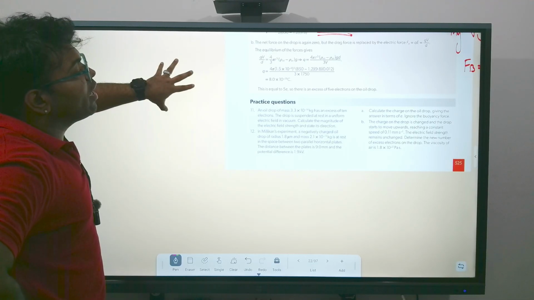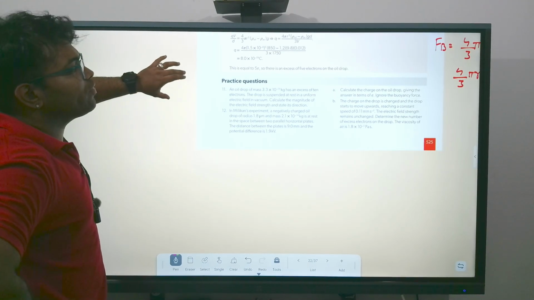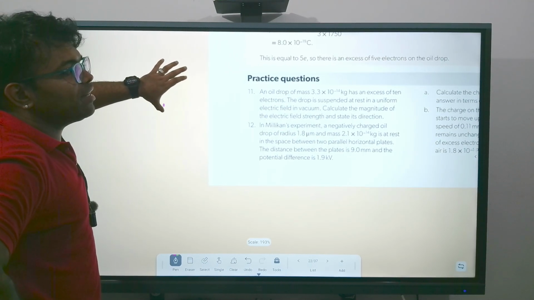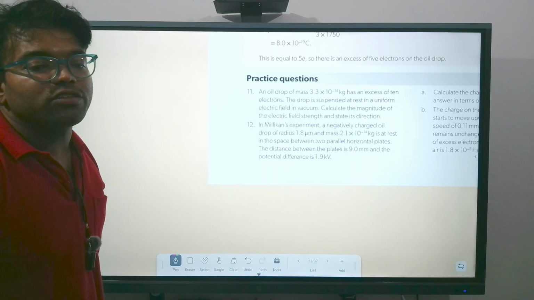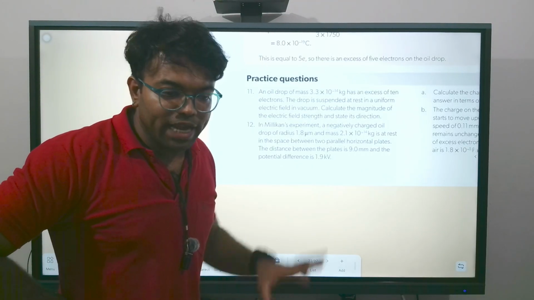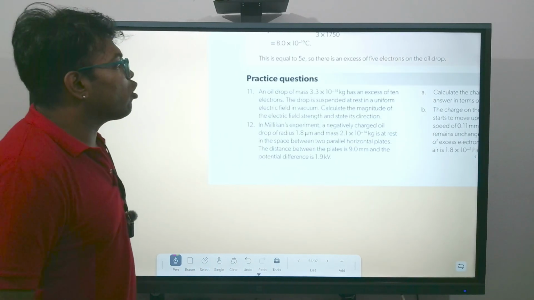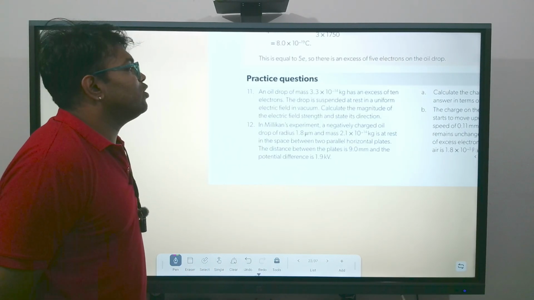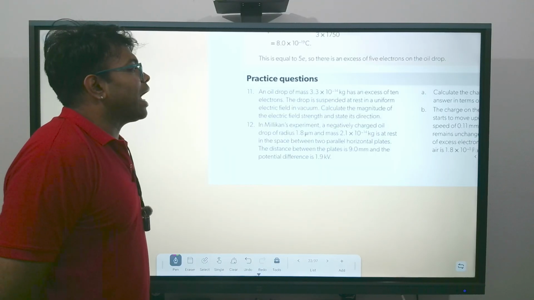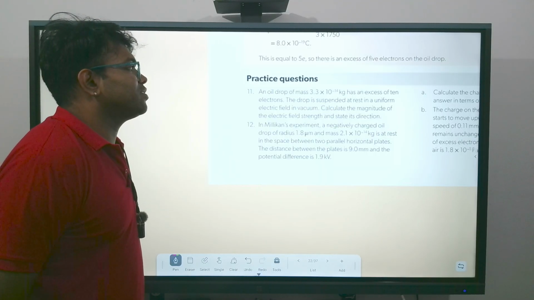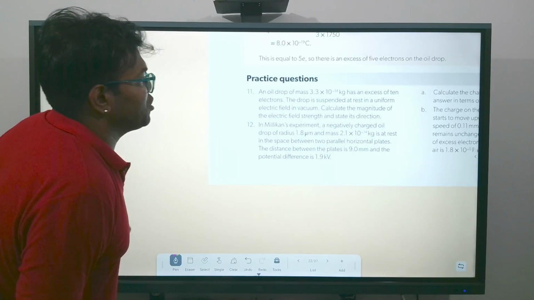Now, an oil drop of mass 3.3 times 10 to the power minus 14 kilograms has an excess of 10 electrons. Has an excess of 10 electrons means what, Akshay? It means that it has a negative charge of 10 electrons. The drop is suspended at rest in a uniform electric field in vacuum. Calculate the magnitude of electric field strength and state its direction.